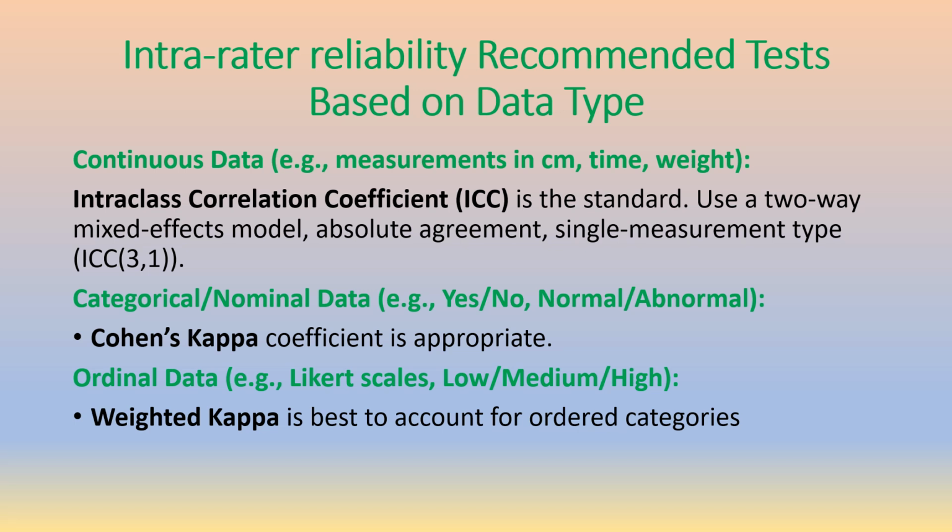Categorical nominal data, yes, no: Cohen's kappa coefficient is appropriate. Ordinal data: weighted kappa is the best to account for the ordered categories.